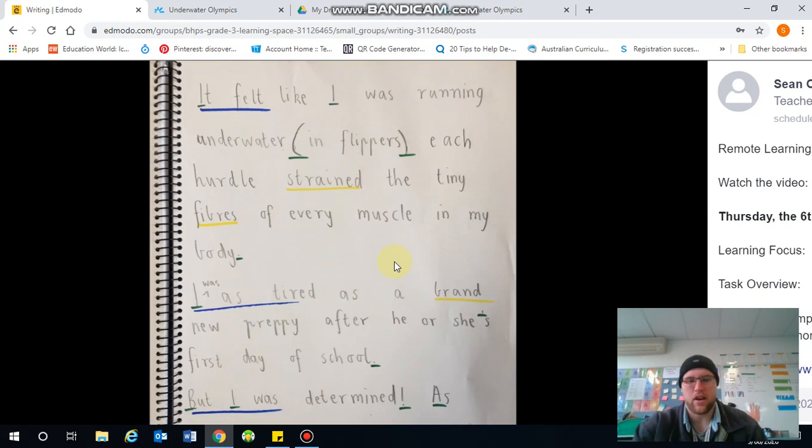So have a think about some glows and a grow that you can give yourself, and try to be reflective on your writing.